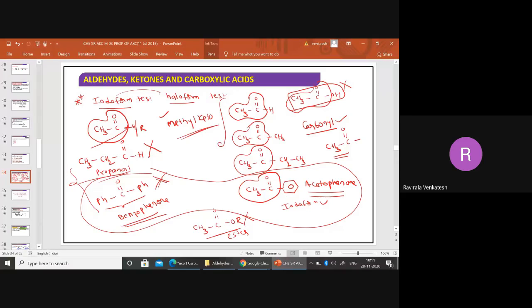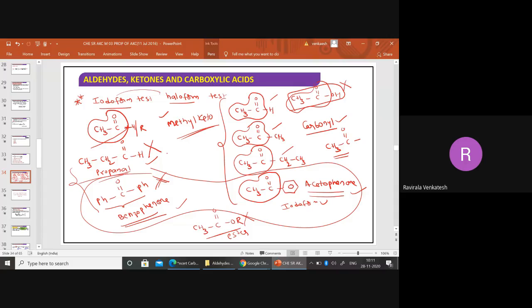So take these examples, all of you. Write down in your notebook: acetaldehyde, acetone, butanone, acetophenone, benzophenone, propanol. Isn't it? Take these examples, which are giving and which are not. You can write any number of examples in your notebook, n number of examples.